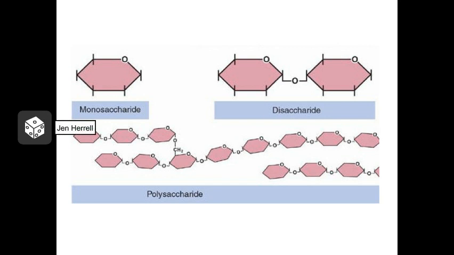Carbohydrates have monomers, dimers, and polymers. In this group, the words for the monomers, dimers, and polymers are going to be accompanied by the word saccharide. So the monomers are called monosaccharides. The dimers are disaccharides, and the polymers are called polysaccharides.